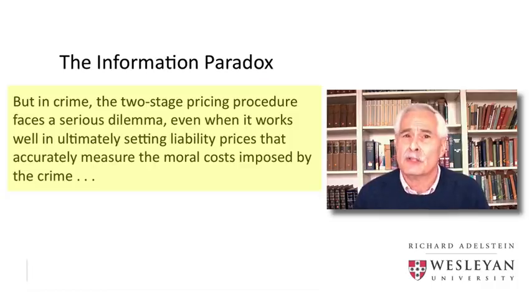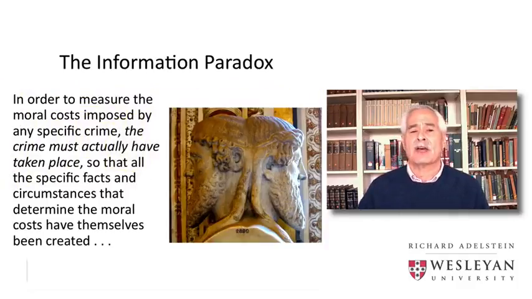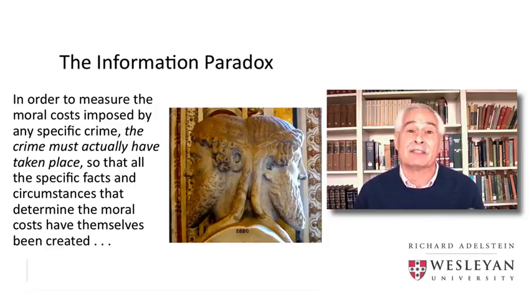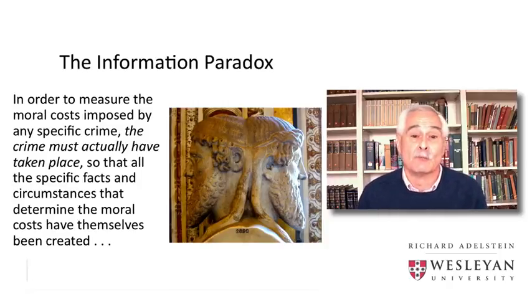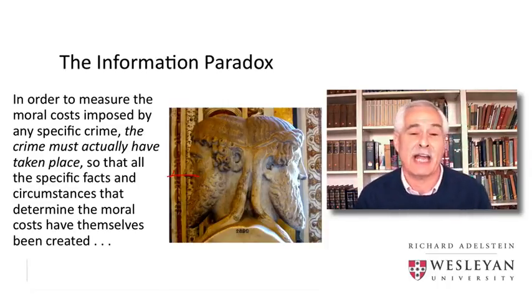But in crime, the two-stage pricing procedure faces a very serious dilemma, even when it works well in ultimately setting liability prices that accurately measure the moral costs that are imposed by any given crime. In order to measure the moral costs actually imposed by any specific crime, as we've seen, the crime must actually have taken place, so that all those facts and circumstances that determine what the moral costs of this crime have themselves been created. So, to measure moral costs, we need to look backwards, as my left-hand Janus is looking in this particular picture.